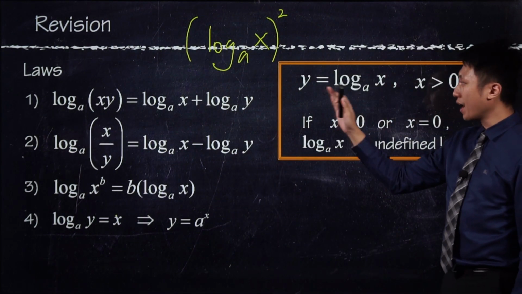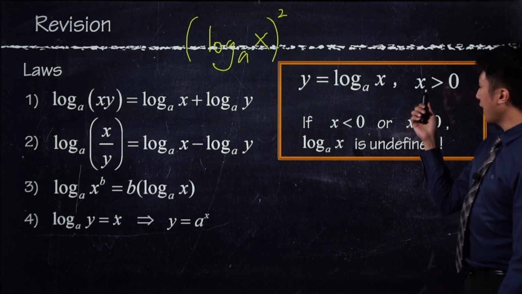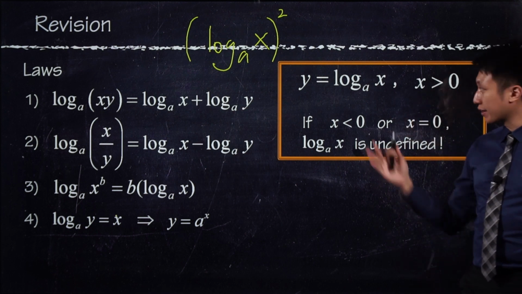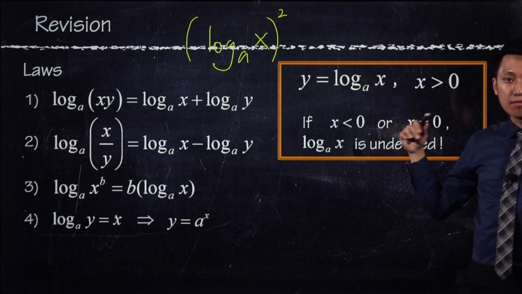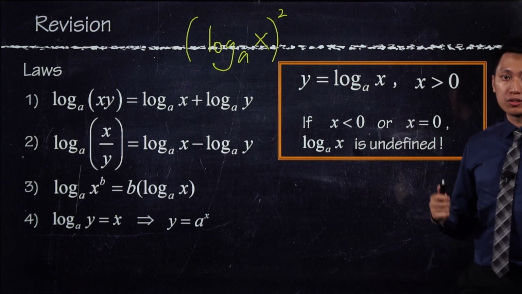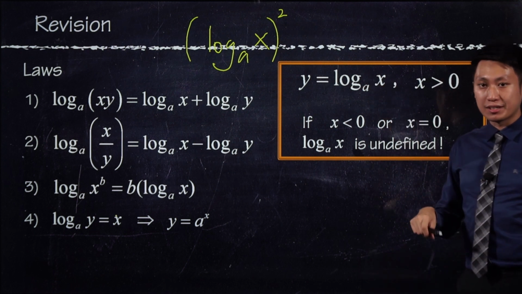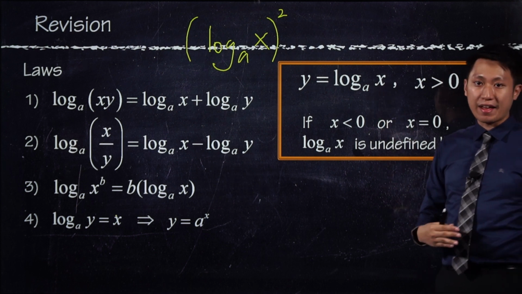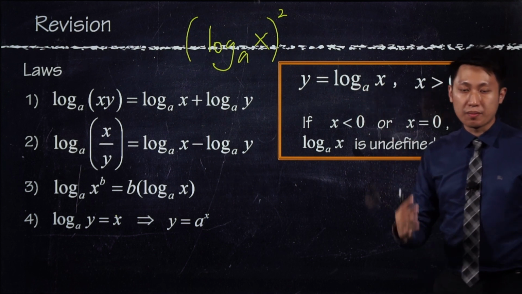Next, if y is equal to log ax, x must be greater than 0, right? The log inside here must be bigger than 0. Equals 0 is also not okay. You can try to press it in your calculator. Log 0 is a math error. Log of a negative is also a math error.